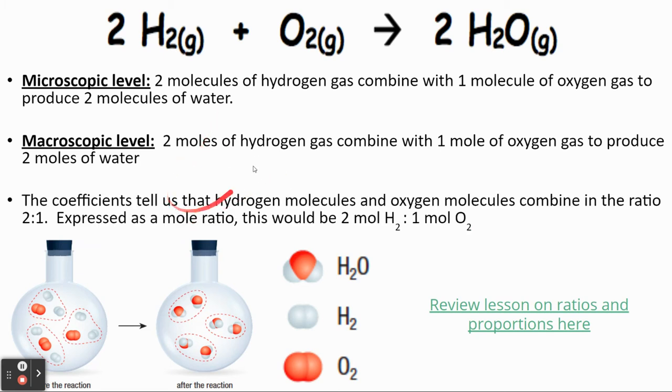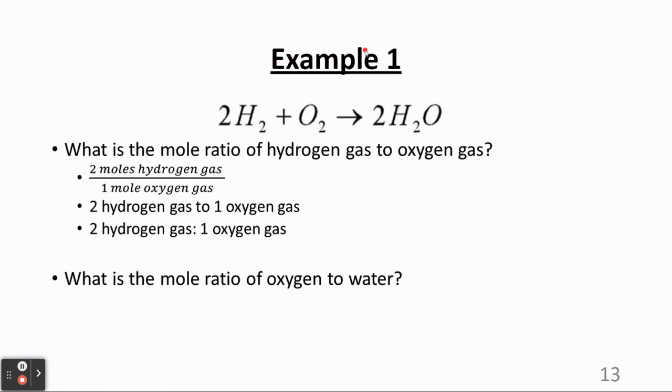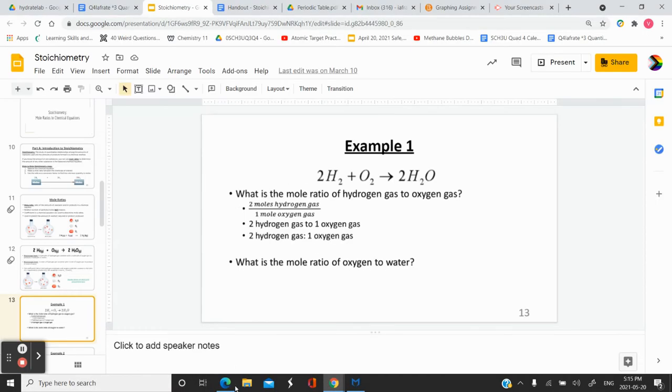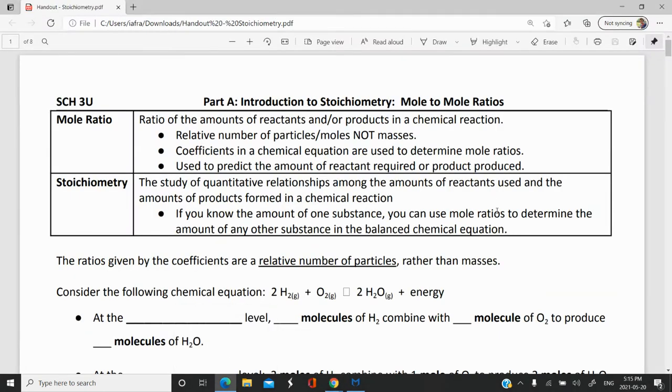Okay. So again, you can use these coefficients to make predictions about how much reactant you need, how much product you can make, or if you had a certain amount of product, how much reactant did you have? So we're going to do some examples of ratios. First, let's fill in some blanks to make sure we understood these concepts.